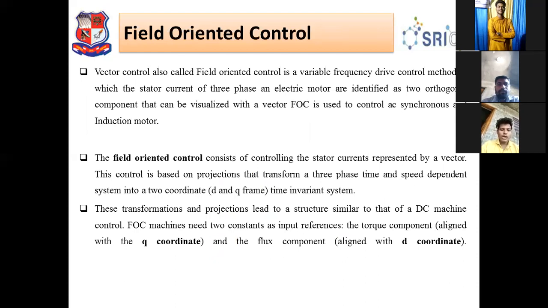We are using the field-oriented control method, in which the stator currents of a three-phase electrical motor are identified as two orthogonal components that can be visualized with a vector. FOC is used to control the induction motor. Now my group member Himanshu Parmar will continue.